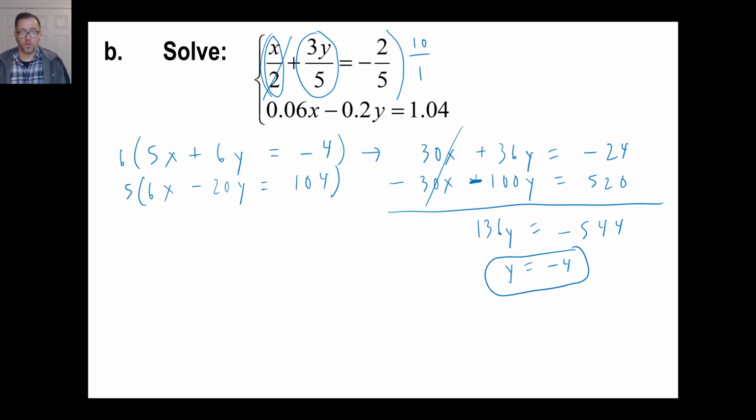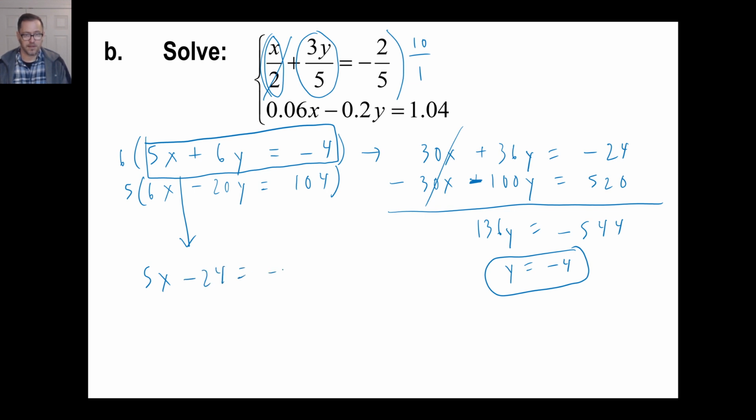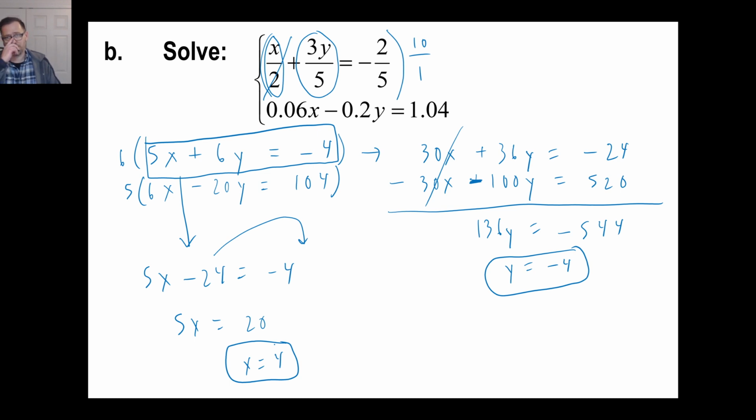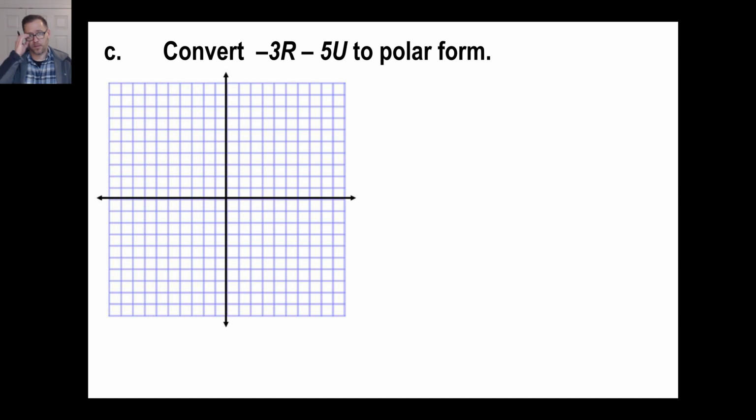Okay. Original equation, we can use either one of these if you want. Let's just, what the heck, use this one. Let's bring this down here. We'll call it 5x plus 6y. Well, 6 times negative 4 is negative 24. That equals negative 4. All right, and 5x, if we move the negative 24 over, it becomes positive. So 24 minus 4 is 20, and then x equals a positive 4. There we go. Okay, pause it and try your polar form problem.